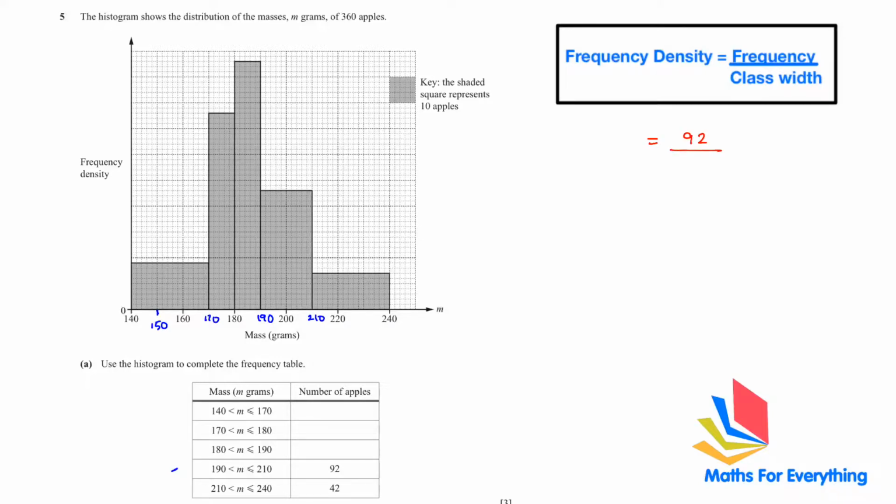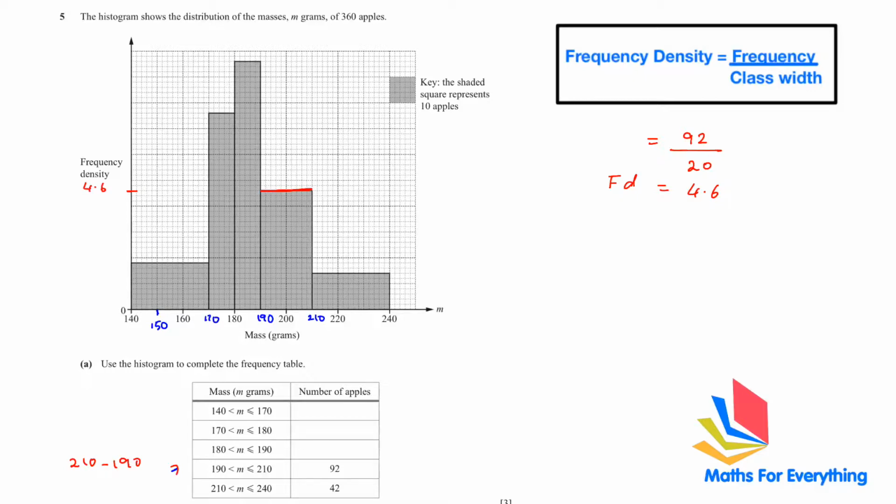To find the frequency density, divide the frequency by the class width. How do you find the class width? 210 minus 190, the upper limit minus the lower limit, and this will give you 20. 92 divided by 20 is 4.6. So that is your frequency density. This line here, this is our class width 190 to 210. Frequency density is 4.6.